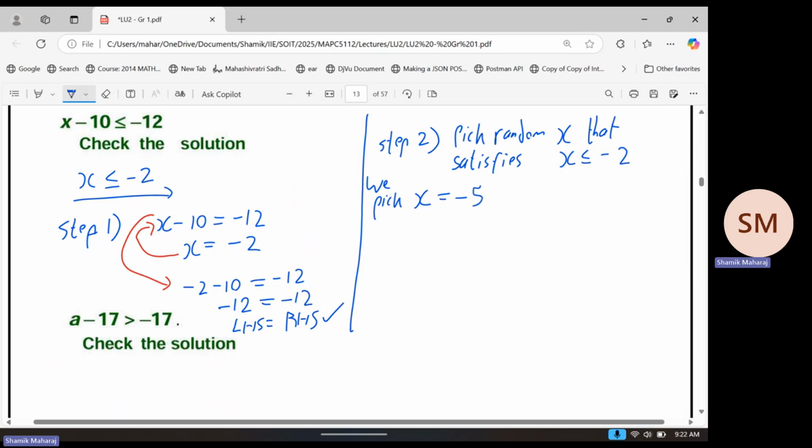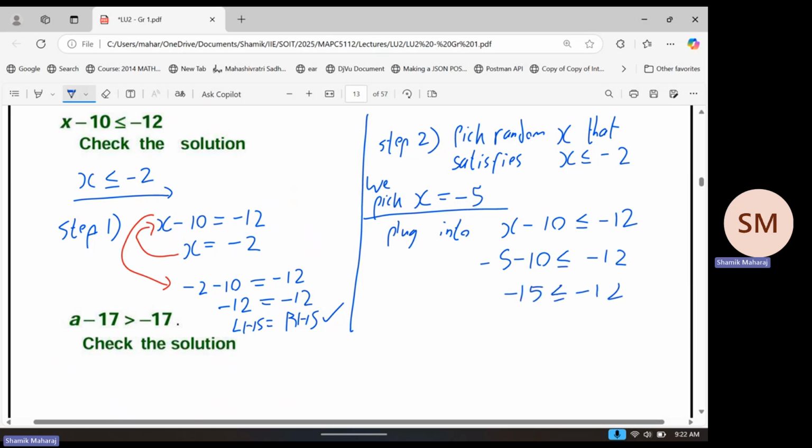Then you plug this into the original inequality, which is x minus 10 less than equal to -12, and check if you end up getting a true statement, which I can see in this case we will. So we end up getting here -5 minus 10 less than equal to -12, or -15 less than equal to -12. Is that a true statement? Yes, it is. All right, so this is true.